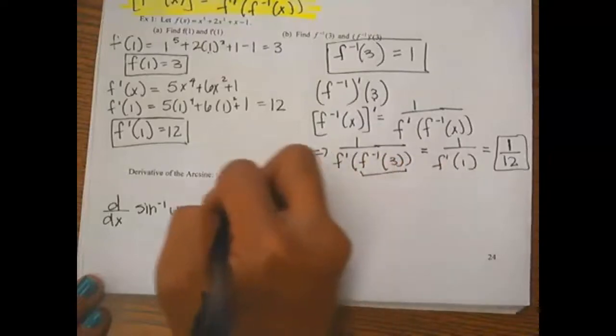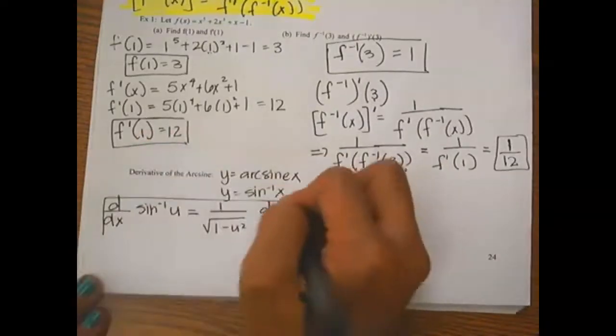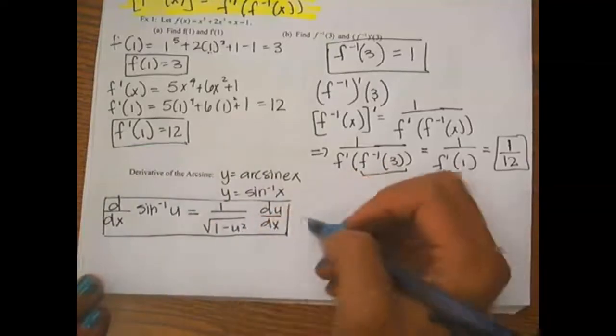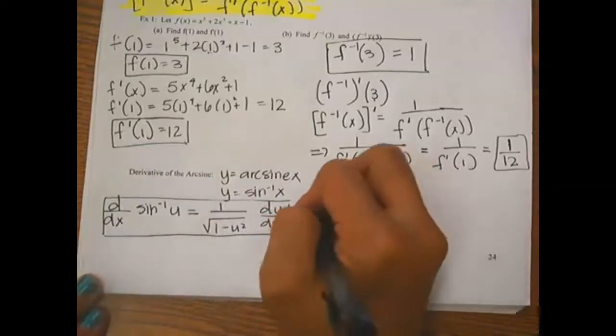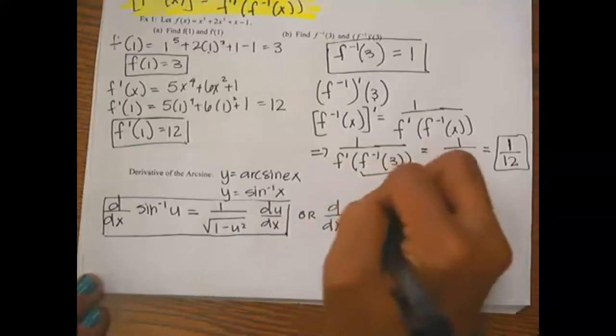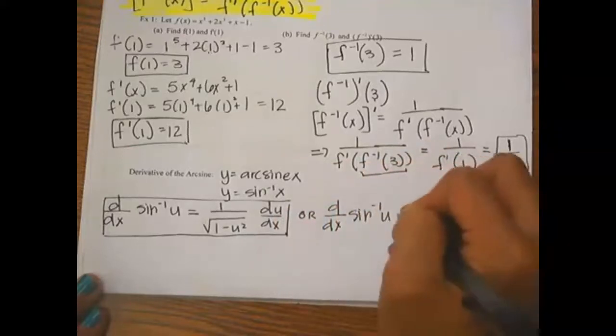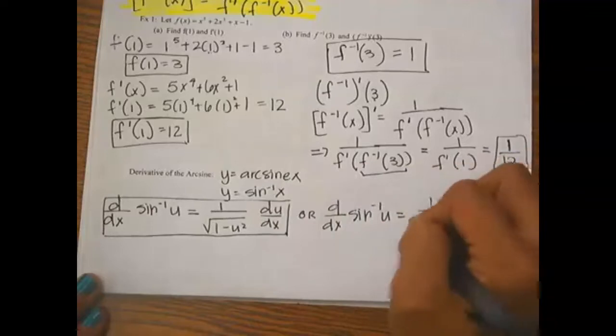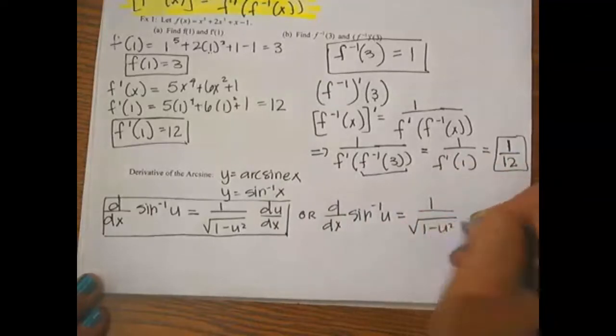So we can box that up. And if you don't feel like using du over dx, you can also do this. The derivative of sine inverse of u equals 1 over square root of 1 minus u squared. You can also multiply this by u prime.